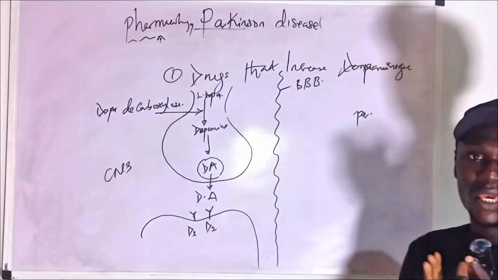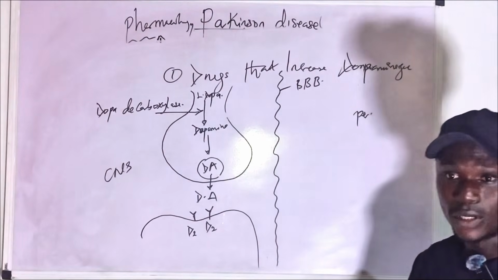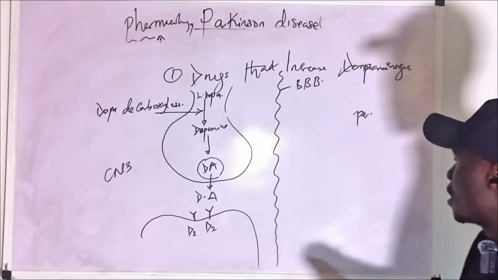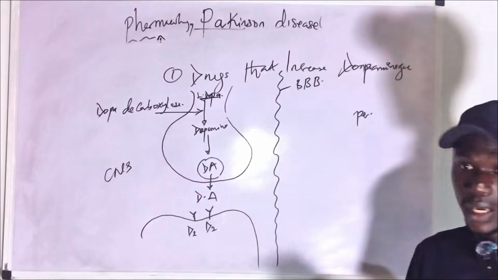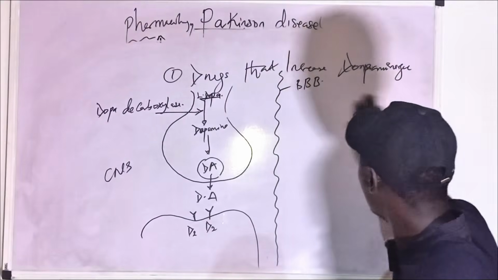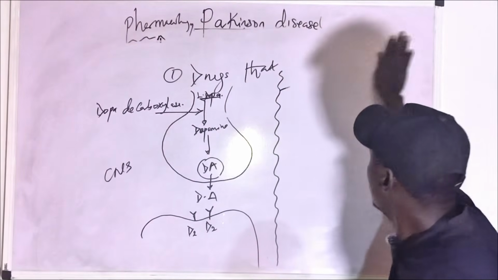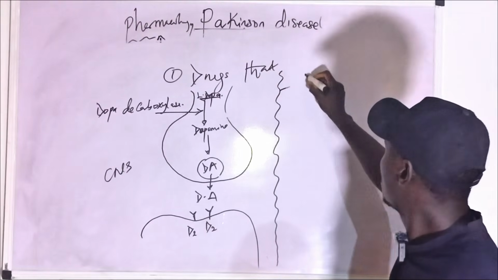It means that if I want, what am I trying to do now? I'm trying to increase this entire pathway. So the first thing I will do is that I will give the patient L-dopa. I will give the patient what? L-dopa. Now, if we're giving the patient L-dopa, just picture this now. This is L-dopa now.